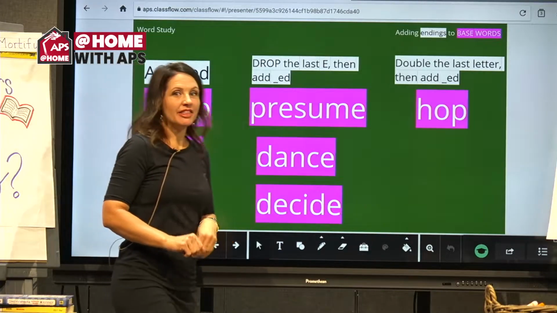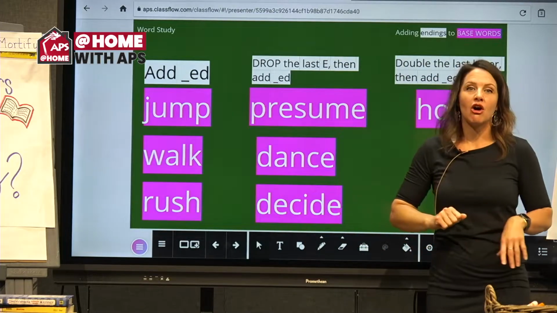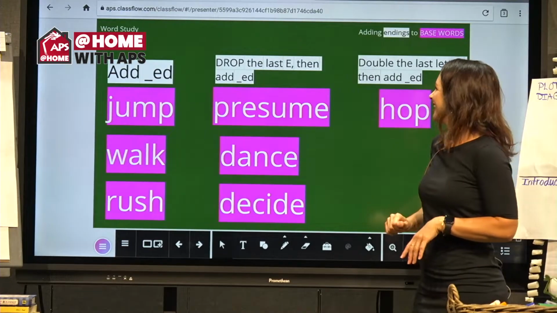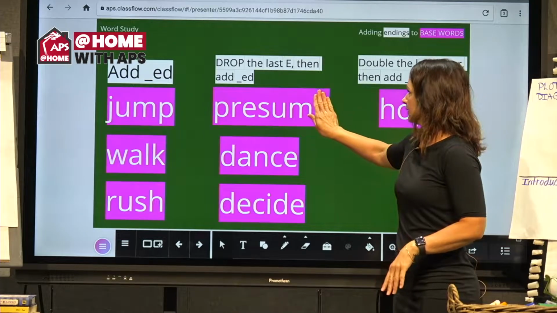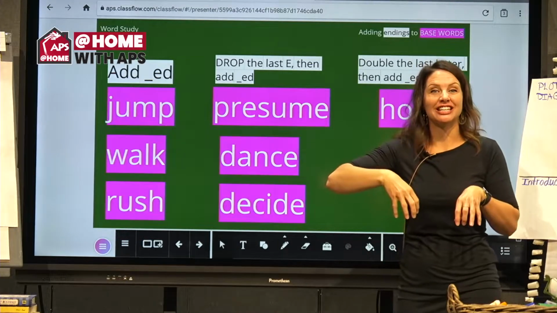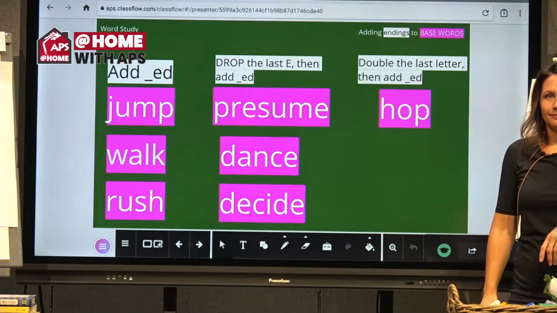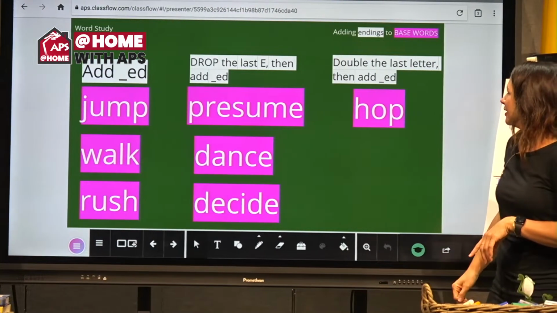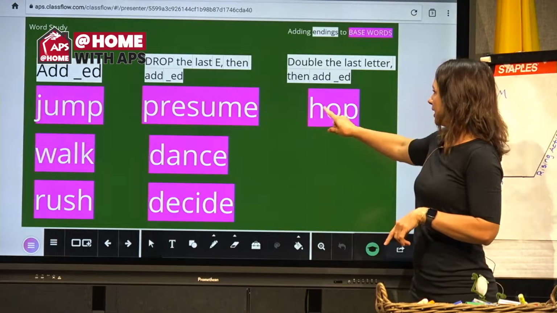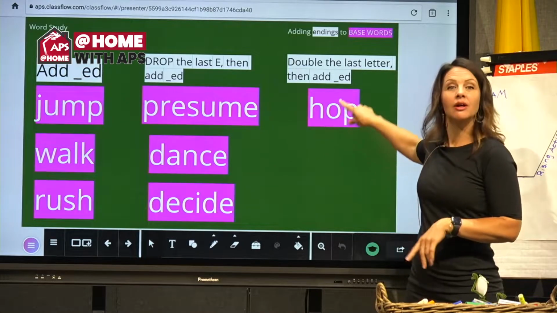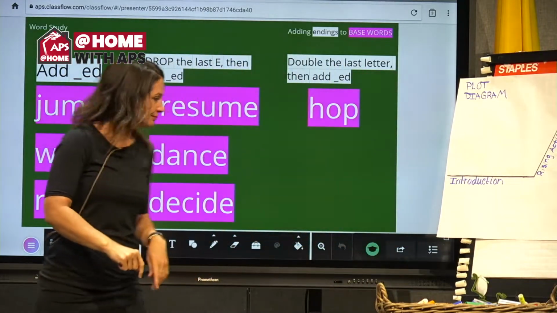Over here, these words all end in the same letter. They all end in the letter E. That means we have to drop the last letter E, get rid of it, before we add on ed. And here's that word hop. Hop has a rule. We have to double the last letter, H-O-P. We have to double the P before we add ed. Let's practice.